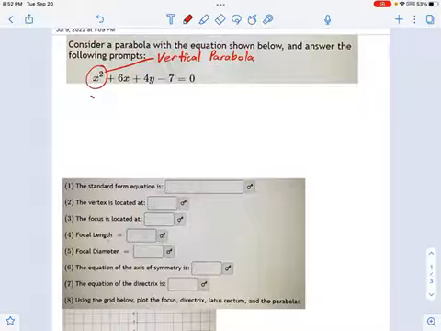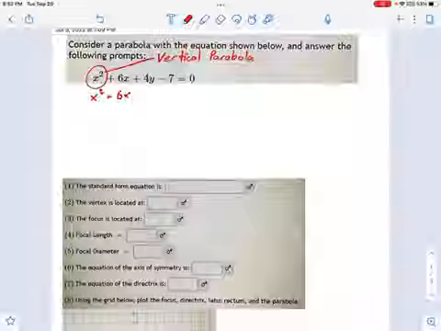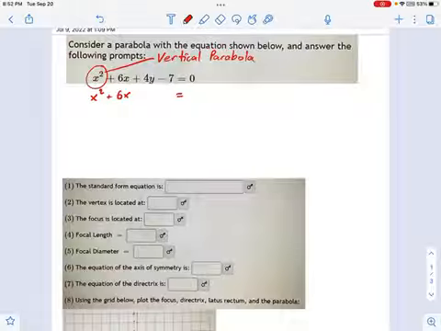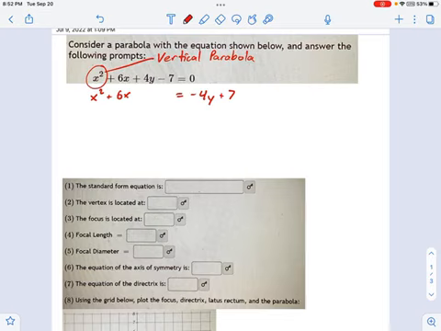The way I'm going to do that first is I'm going to keep my x's over on the left, and I'm going to pull everything else onto the right side. So that makes, let's see, negative 4y plus 7. And the next thing I need to do is create a perfect square out of this. So x squared plus 6x is not a perfect square, but with some practice, you'll see that there is a perfect square if I add 9.